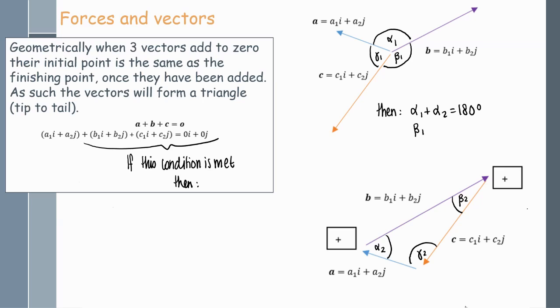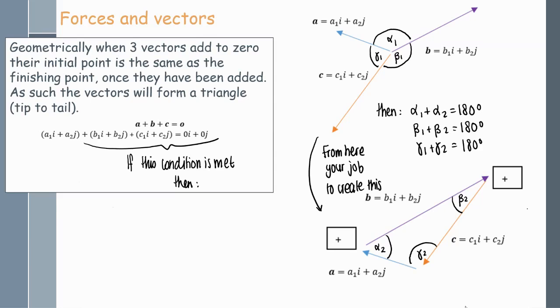In that way, alpha 1 plus alpha 2 will be 180 degrees. If I label my angle between vector B and C in my triangle beta 2 to correspond with beta 1 in the original, they will add to 180 degrees. And also, if I label the angle in my triangle between vector A and C gamma 2, gamma 2 plus gamma 1 in the original will also equal 180 degrees. So your job in these questions is to go from the original diagram, create the triangle, find missing angles and magnitudes of the forces, and then relate it back to the original.